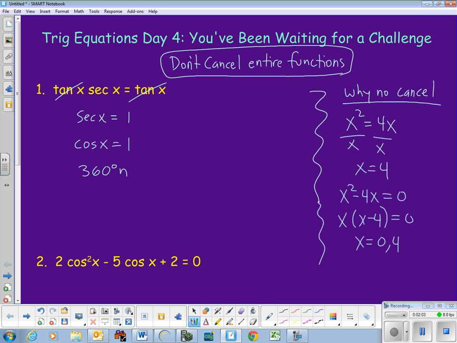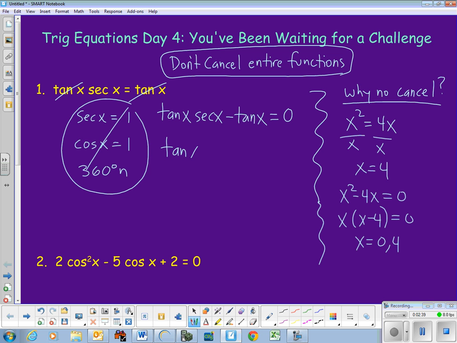So why no canceling? Well, if you do that, you can eliminate certain answers. So instead, what we should do, this is a no-no, we'll see how it's half right, just like it was half right in my other example. I'm going to move the tangent over, make it 0. Okay, the multiplication property of 0 is very powerful. If you can get stuff that's multiplied together, which usually happens by factoring, and that stuff equals 0, then you just set all of your parts equal to 0. Okay, so I factor out a tangent, and now I have two parts.